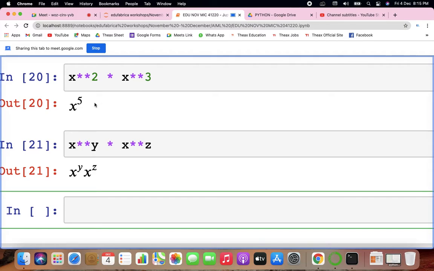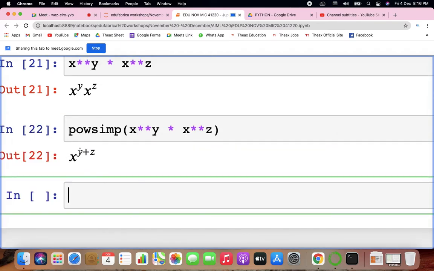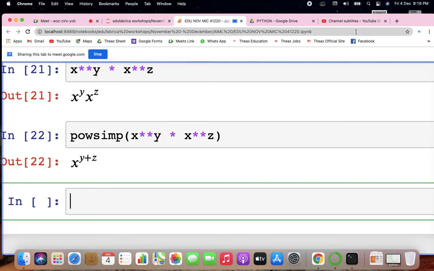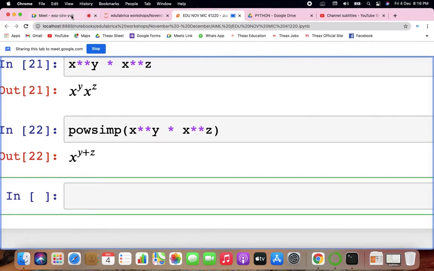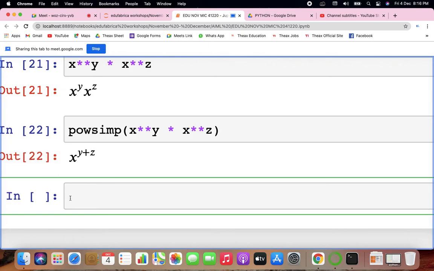Now, in the case of variables or symbols, with y and z, what do we have to write over there? For that, we have a function called powsimp, power simplification. If I write this expression, copy and paste it here, you get x to the power of y plus z. I hope that is clear. For every other thing, you have different formulas or functions, and remembering the functions is important.